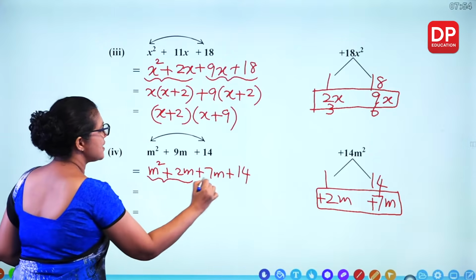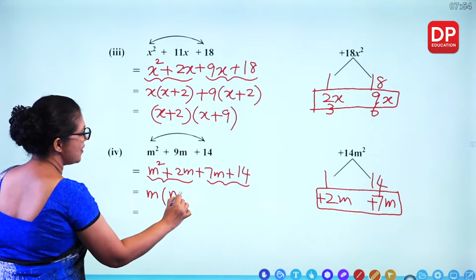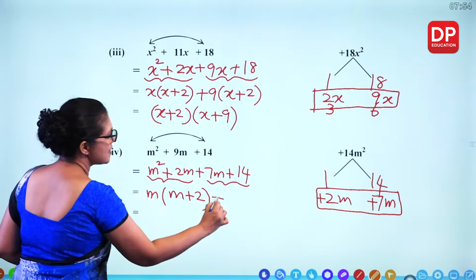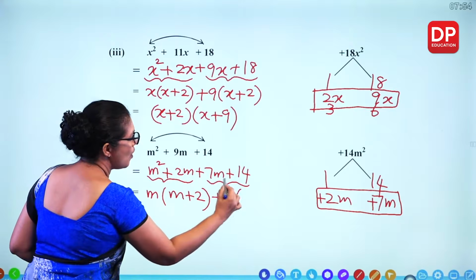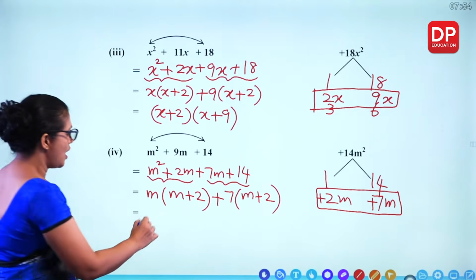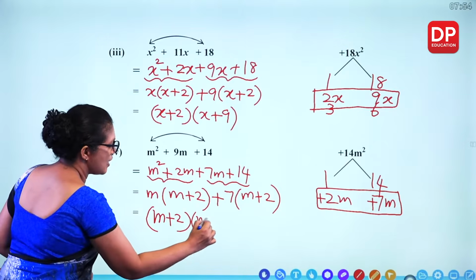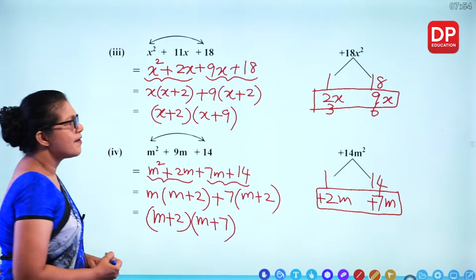Now take 2 at a time and factorize. I can take m out and the remaining part inside brackets. Here 7 out and you get same thing, m plus 2. M plus 2, when you take it out, m plus 7 is remaining.